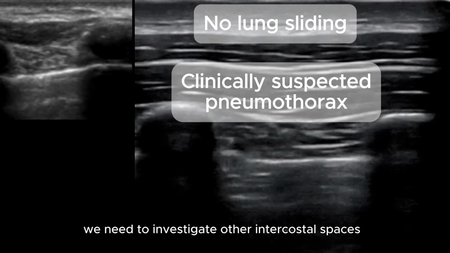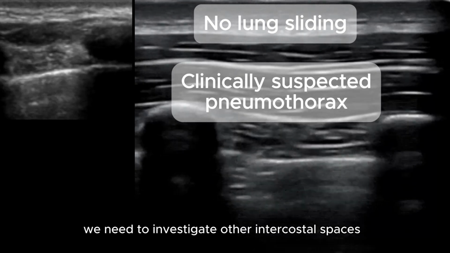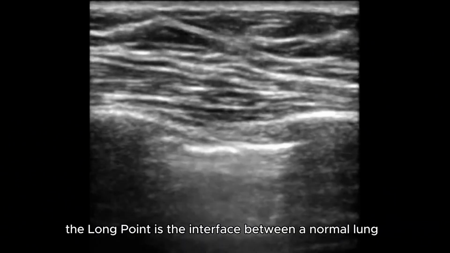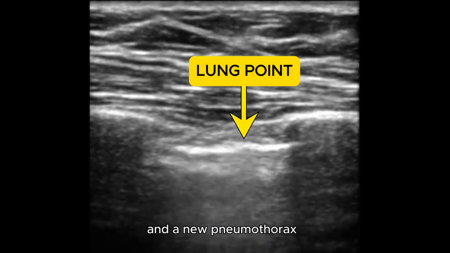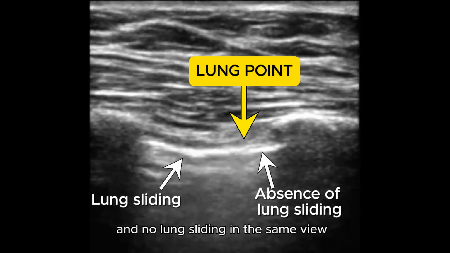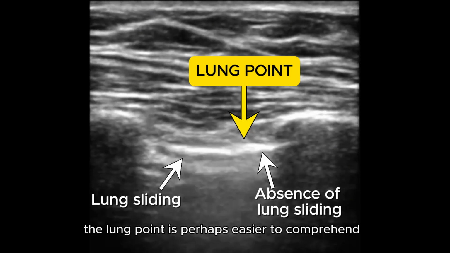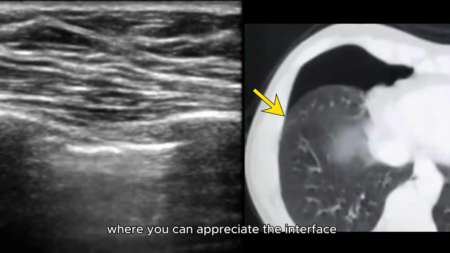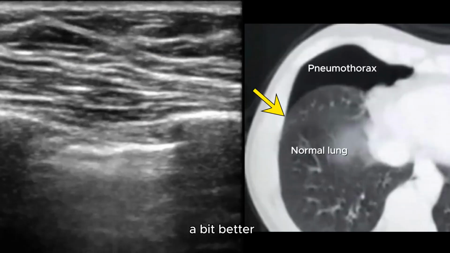We need to investigate other intercostal spaces, and our search is now for the lung point. The lung point is the interface between a normal lung and a pneumothorax. Here we can see both lung sliding and no lung sliding in the same view, and this is the lung point. The lung point is perhaps easier to comprehend when you visualize it on a CT scan, where you can appreciate the interface between the normal lung and the pneumothorax a bit better.